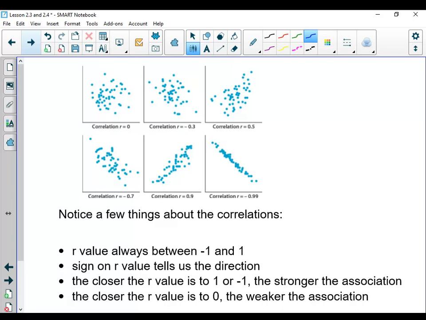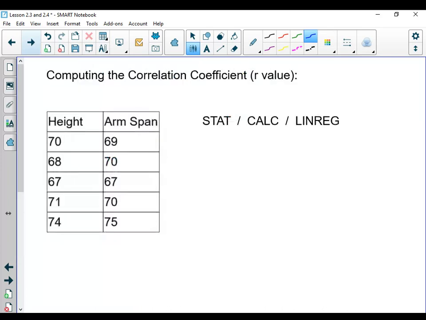We talked about the sign a lot. The closer we get to 1 or -1, the stronger the association is. The closer we get to 0, the weaker the association is. And you guys did pretty well in the graphs the other day. Just a reminder, and you don't have to put those values in.